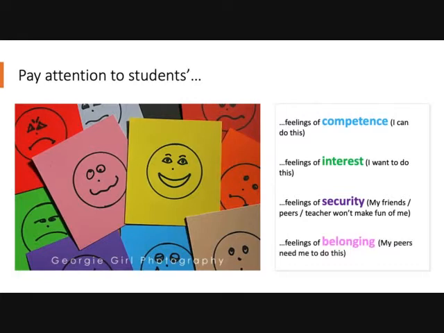And finally, feelings of belonging. So in order to get this done, my friends need me to do this. They can't play the game if I'm not participating. They can't complete the task if I'm not there. All right, so you've noticed I've color coded these. So take a look as we go through the video because you'll see where each of these feelings come in.